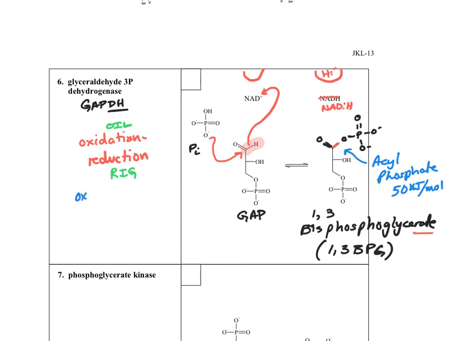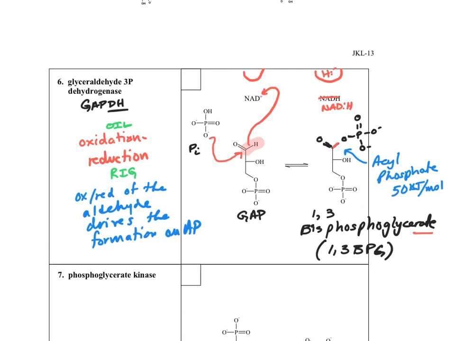The oxidation reduction of the aldehyde drives the formation of an AP, an acyl phosphate. Again, that's an incredibly valuable molecule. An acyl phosphate is something we can spend. It's a currency. Maybe you can guess what we're going to spend it on. That'll be in the next reaction. Let's sew this one up first.